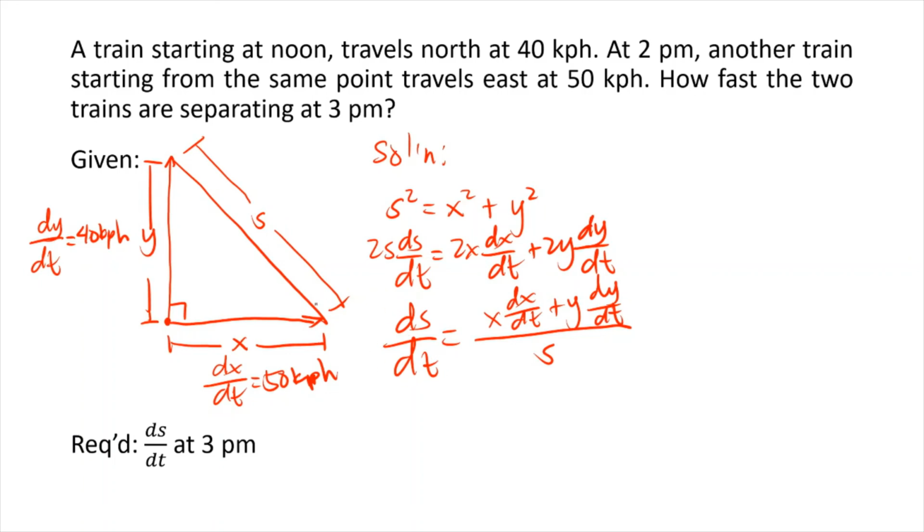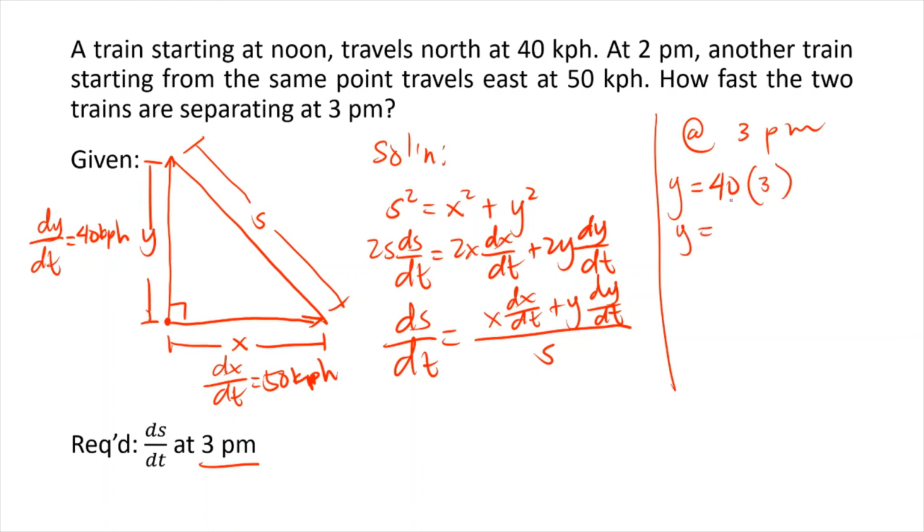Before we can solve for ds/dt, we need to find first x, y, and s at 3 p.m. So at 3 p.m., the first train had already traveled for 3 hours. Therefore, y is equal to 40 kilometers per hour times 3 hours. So y is 120 kilometers. And then the second train had only traveled for 1 hour, because it started traveling at 2 p.m. Therefore, x is 50 kilometers per hour times 1 hour. So x is 50 kilometers.